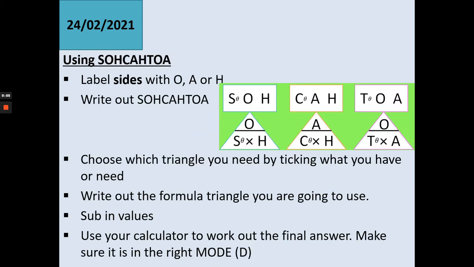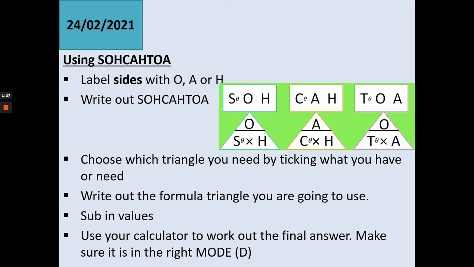So what do we have to do when we're doing trigonometry? We're going to use SOHCAHTOA, so we're going to write SOHCAHTOA out. We're going to label our triangles. We're going to choose the triangle we're going to use by ticking what we need and what we've been given. We're going to write out our formula triangle and use it to substitute the values we've got into it. We're going to cover the thing that we want and do what's left, basically.